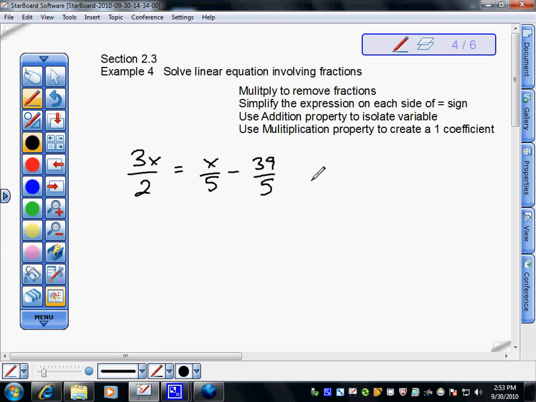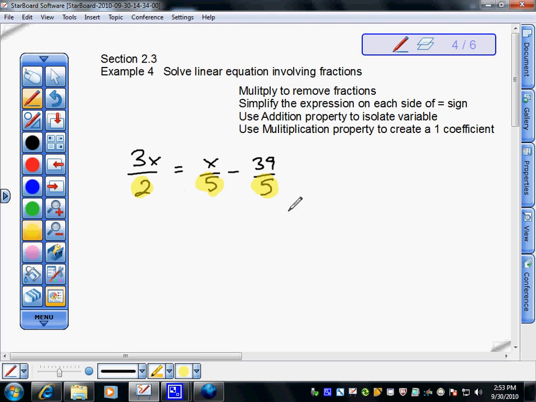If there wasn't an equal sign, we couldn't pull it off quite this easily, but with the equal sign, we're afforded the ability to multiply both sides by a value. So what we're going to do is focus on all of my denominators all the way across. I can't just pick on one of them. I got to pick on every last one of them. So I have a 2, a 5, and a 5.